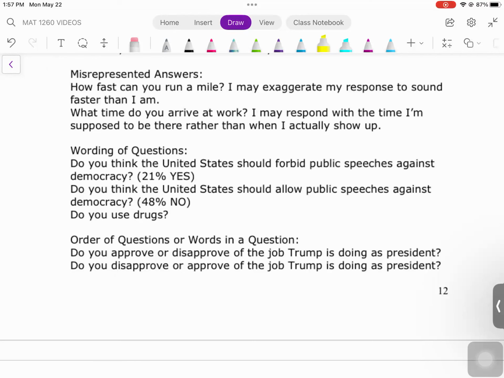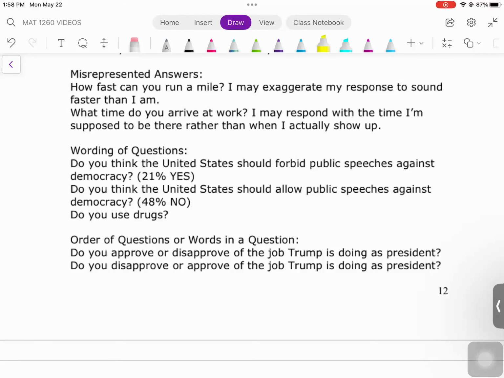The wording of questions: Do you think the United States should forbid public speeches against democracy? Do you think the United States should allow public speeches against democracy? Do you use drugs? So again, the wording of these questions may elicit a certain type of response.